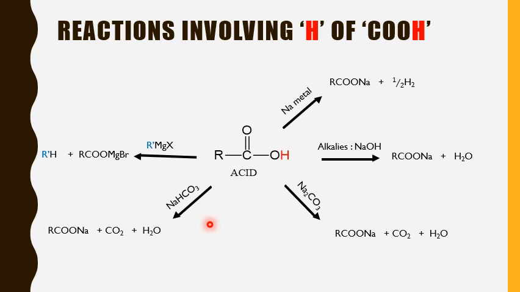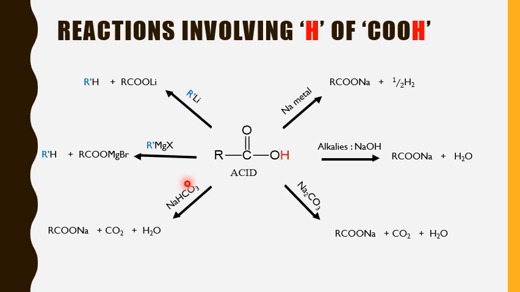And the next reaction is the reaction with RMgX. These are organometallic compounds and famously known as Grignard reagent. Carboxylic acids upon reaction with Grignard reagent will give RCOOMgBr. You can see that the H of COOH has been replaced with magnesium bromide. So that's why this reaction is considered to be among the reactions which involve the hydrogen of COOH.